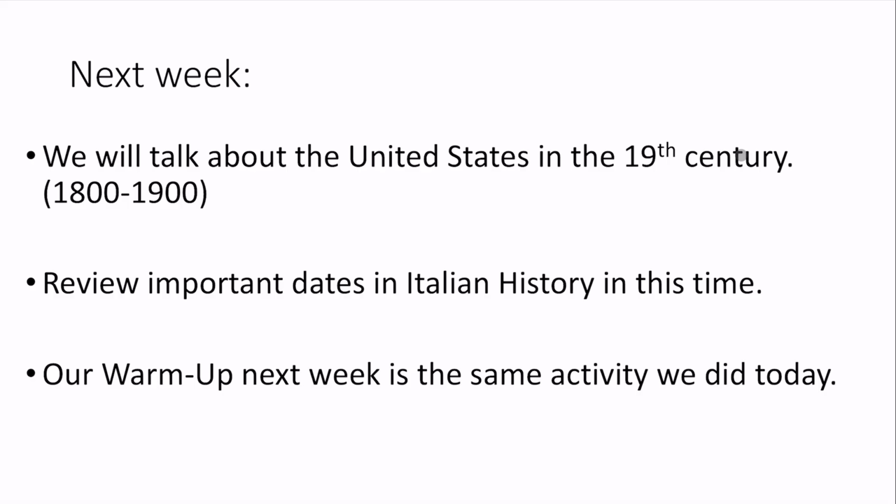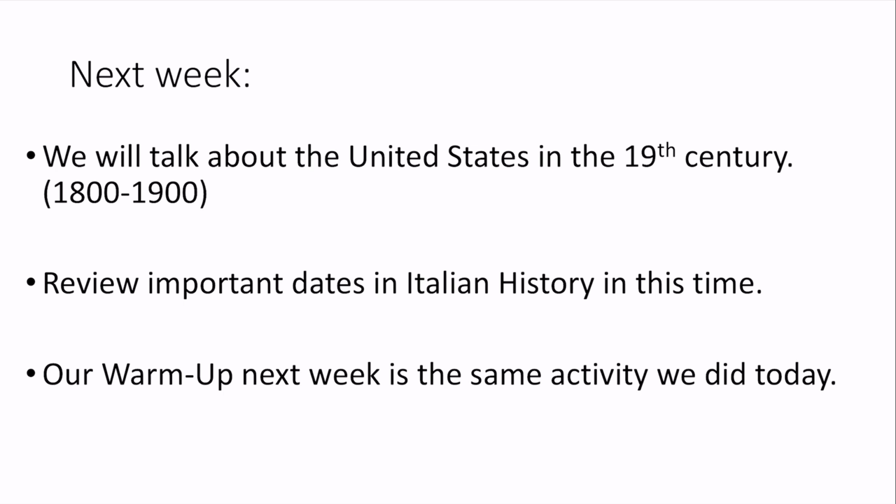All right, so let's take a look at what we are going to see next week. So next week, we'll do something pretty similar. We're going to talk about the United States in the 19th century. So this is 1800 to 1900. And we're going to do the same thing that we did today. We're going to review important dates in Italian history in this time. And we're also going to talk about the important events that happened in United States history during that time. And our warm-up activity is going to be the same activity that we did today.